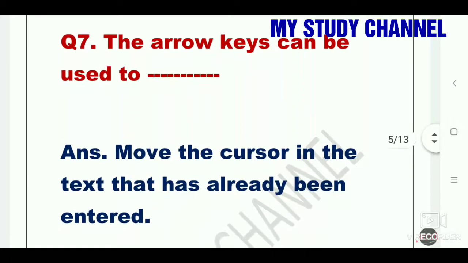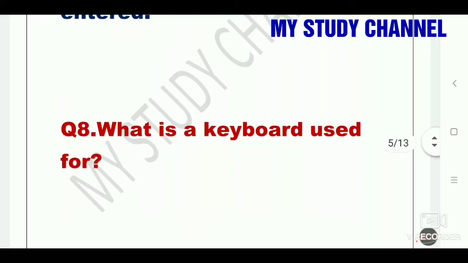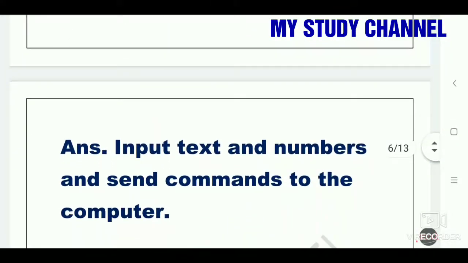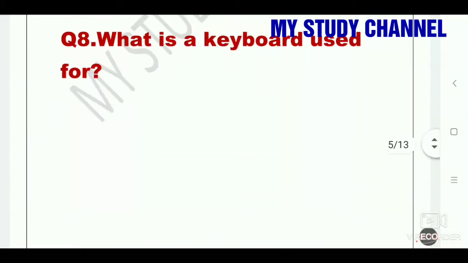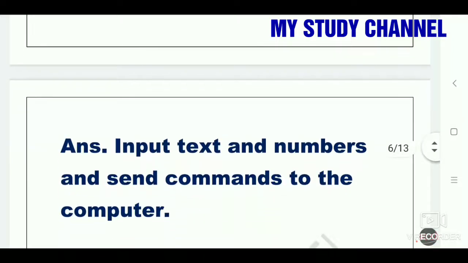Answer is move the cursor in the text that has already been entered. The arrow keys can be used to move the cursor in the text that has already been entered. Question number 8 is what is a keyboard used for? So the answer is input text and numbers and send commands to the computer. Keyboard is used to input text and numbers and send commands to the computer.